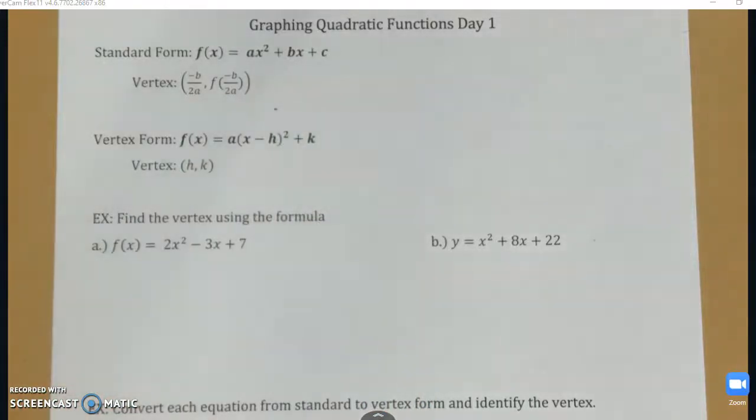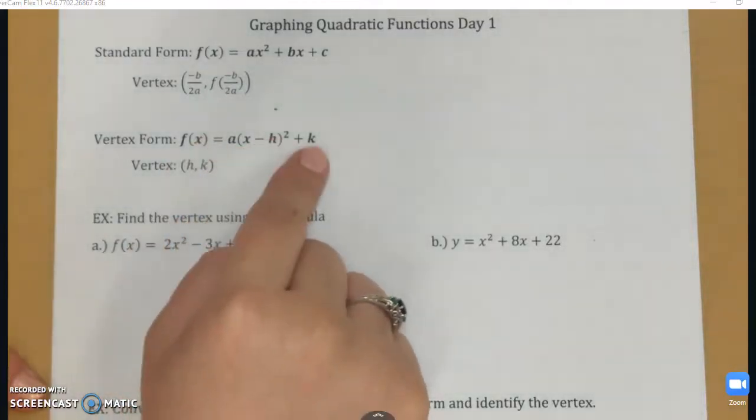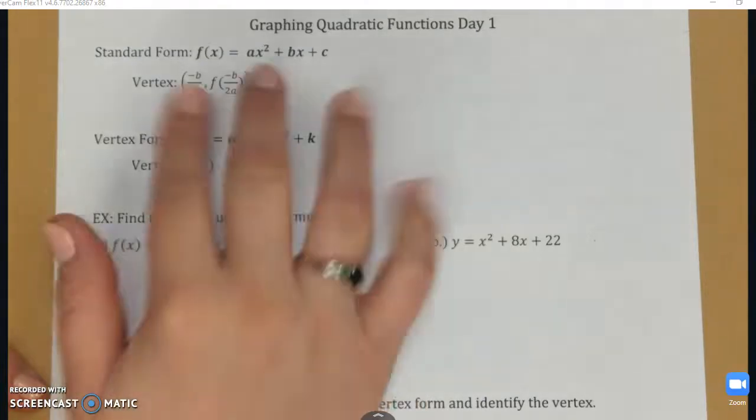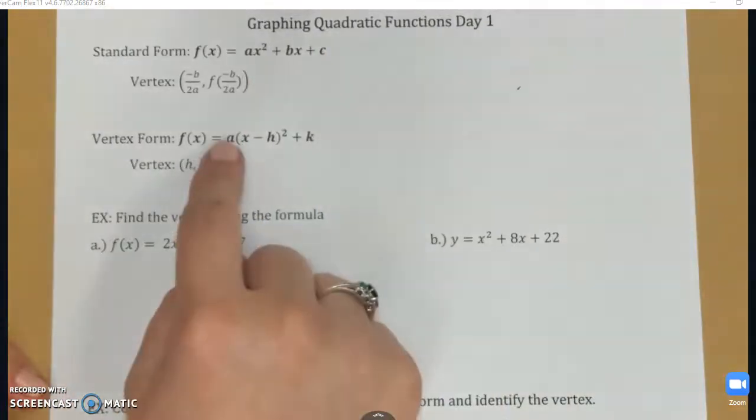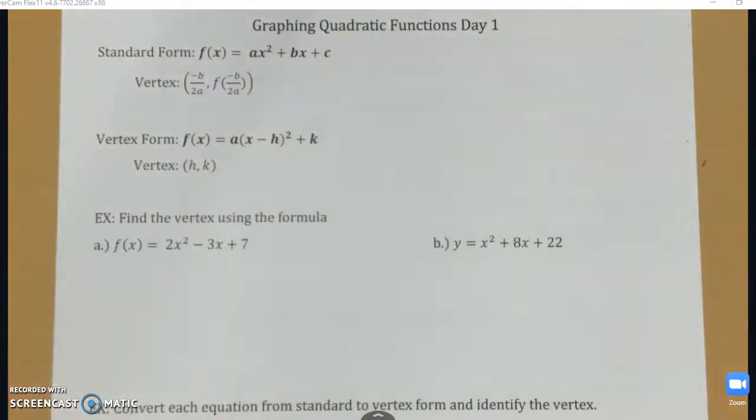The other form for a quadratic or parabola is called vertex form, and that is a times x minus h squared plus k, where h and k are the coordinates of our vertex, and a is that same a value from standard form. So we're going to be able to go back and forth between these two forms, and we are going to be identifying vertices, calculating fun things, graphing, all that good stuff.